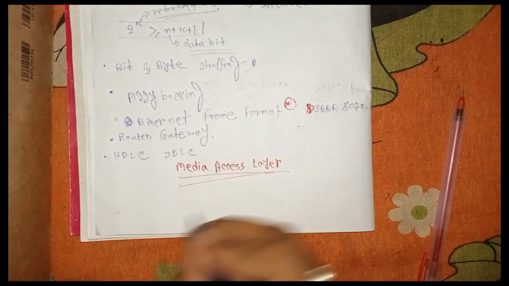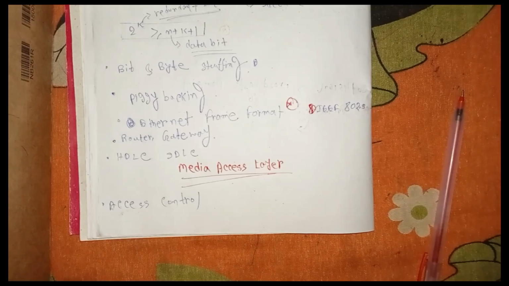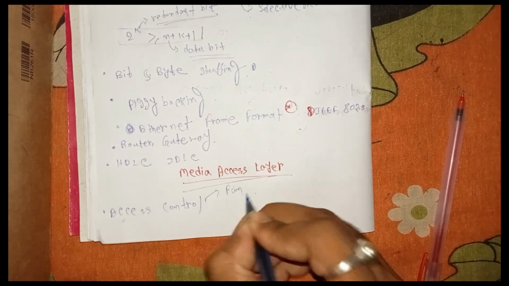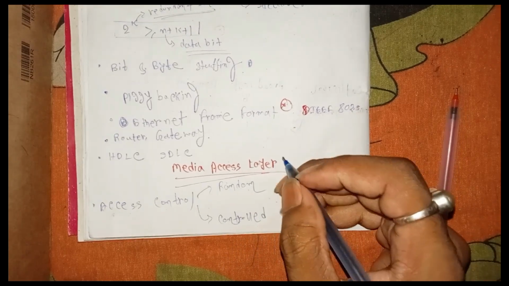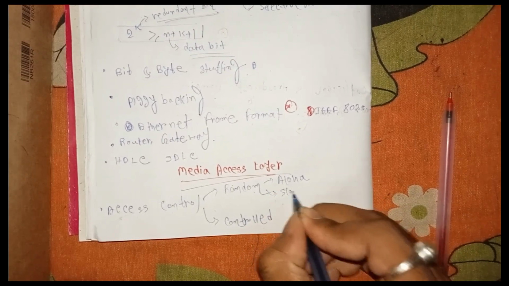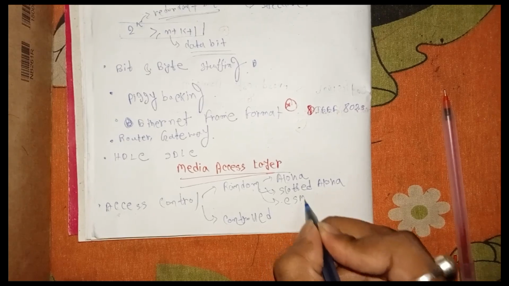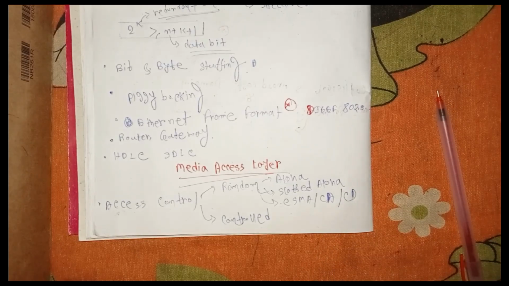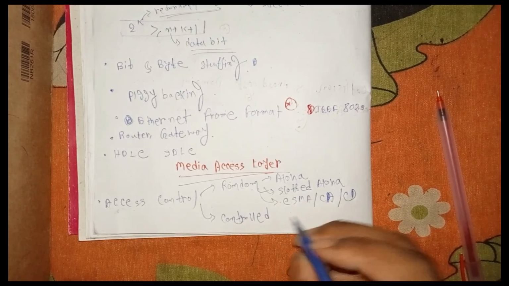Here we will learn about the various types of access control techniques. Access control means we have random access control and controlled access control. So 2 types, random and controlled. Both are important. In random we have Aloha, slotted Aloha, and also CSMA, CA, and CD: CSMA CA and CSMA CD. In controlled access control we have 3 types: reservation, token passing, and polling.